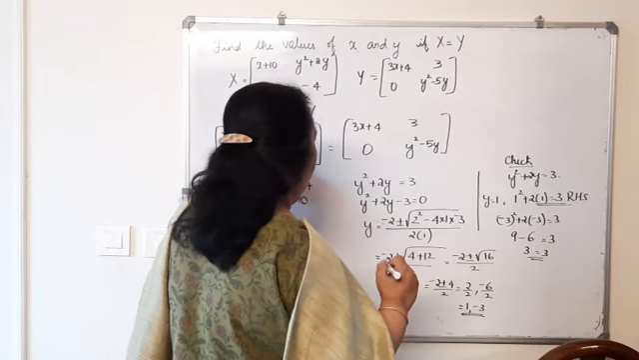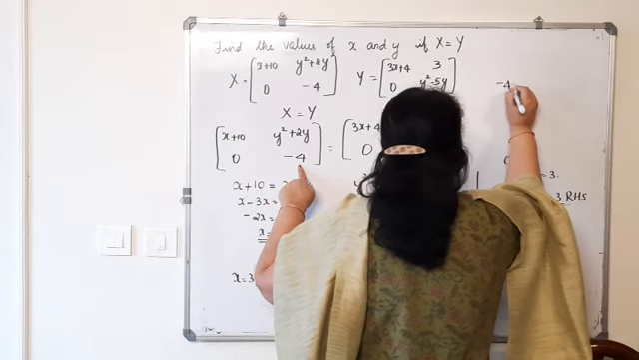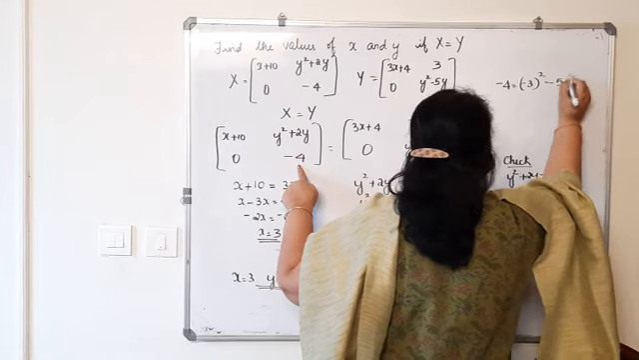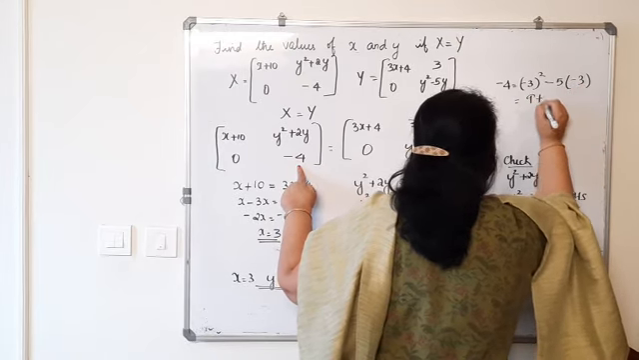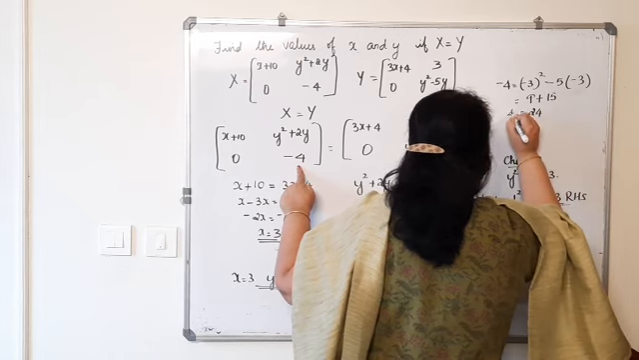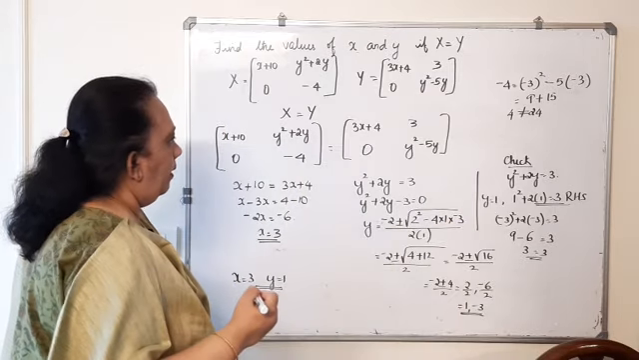Now, with 4. Minus 4 is equal to minus 3 the whole squared minus 5 into minus 3. That is equal to 9 plus 15, which is equal to 24. 4 is not equal to 24.